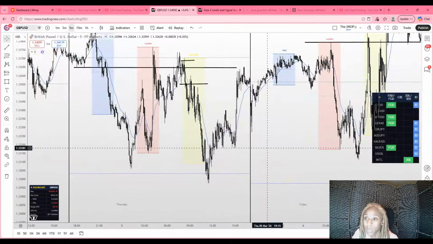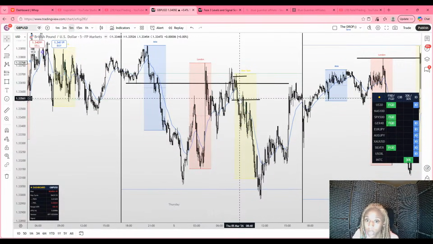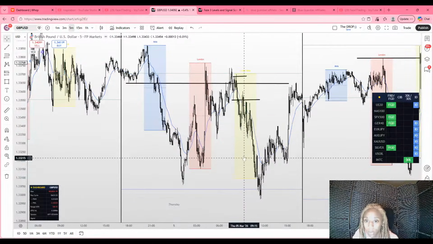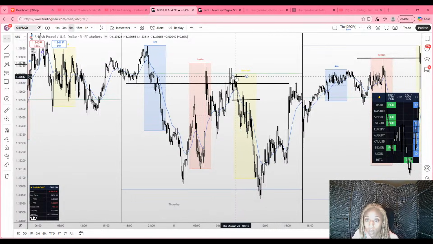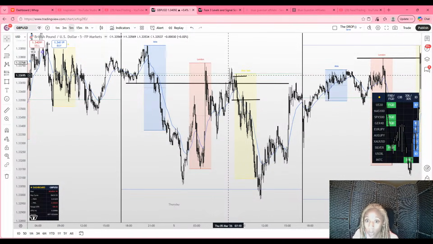But literally, that's all that I'm doing. Waiting for breaks of structure to start my move to get the lower low. We pump back up, retest, and continue. Trend trade, reversal trade. Trend trade, reversal trade.